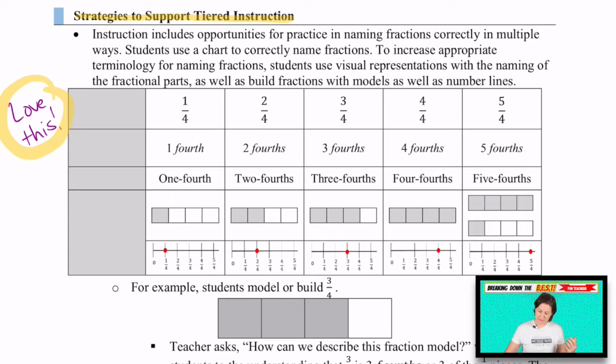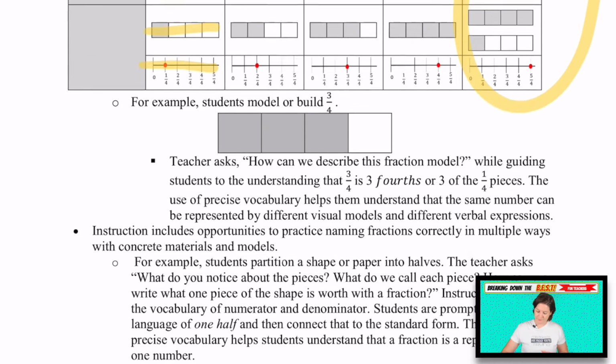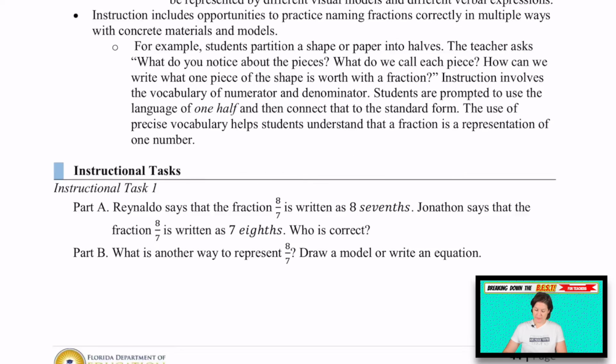I love how they're breaking it down and showing you the different forms. We got the standard form, the numeral word form, the word form, modeling it with an area model, modeling it with a number line, and showing how you build on that all the way over here to 5/4. So definitely take some time to read that.